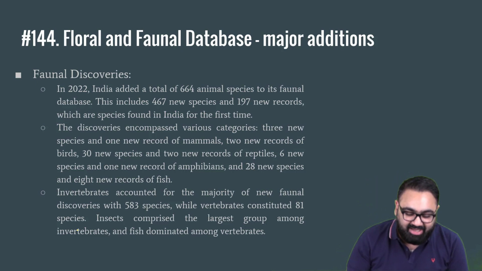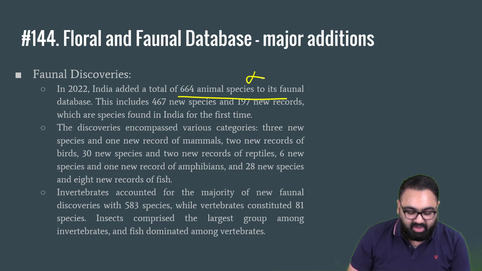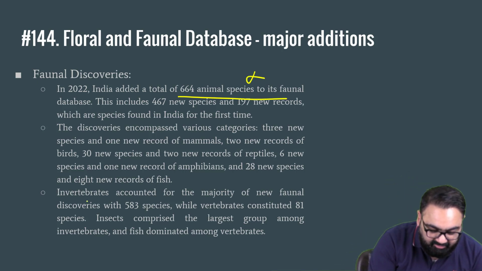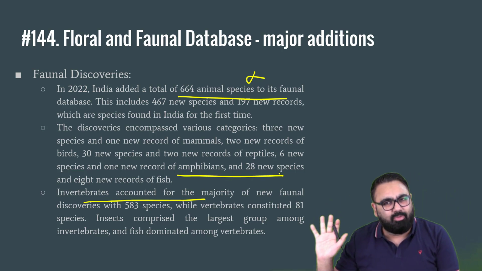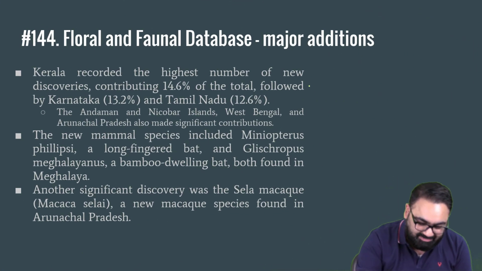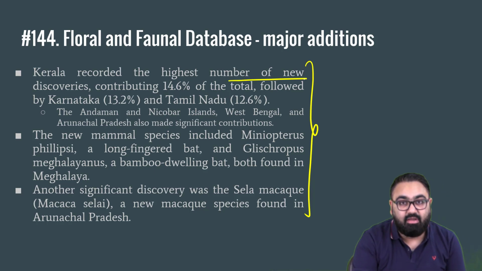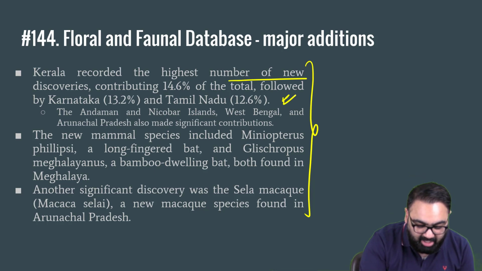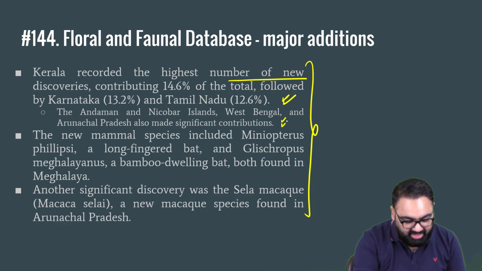So in 2022, India added 664 animal species. You don't have to remember that. Don't worry. How many invertebrates were added, how many amphibians were added, that is not something you'll be able to remember, and you can skip that for prelims. Focus on this part. Kerala recorded the highest number of discoveries, followed by Karnataka and Tamil Nadu. Other major contributors were the Andaman and Nicobar Islands, West Bengal, etc.